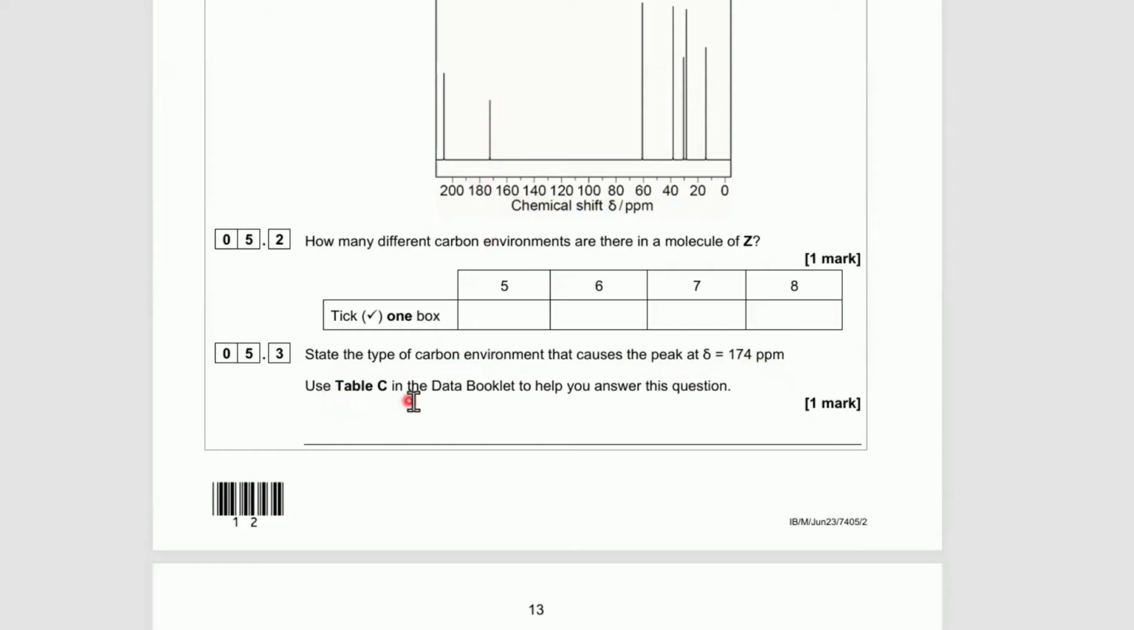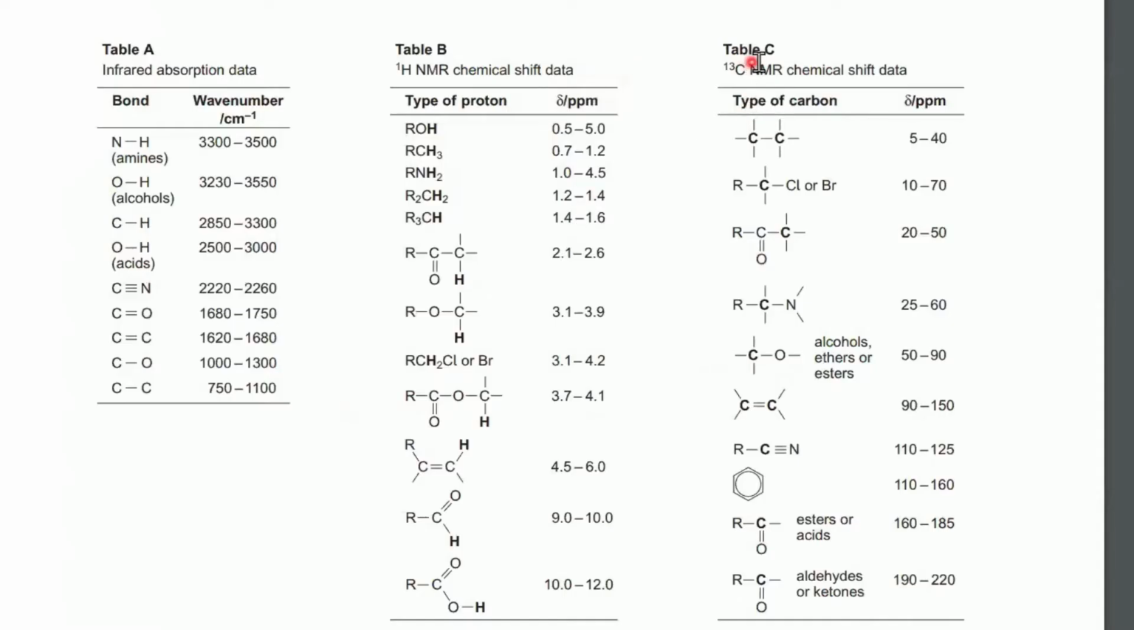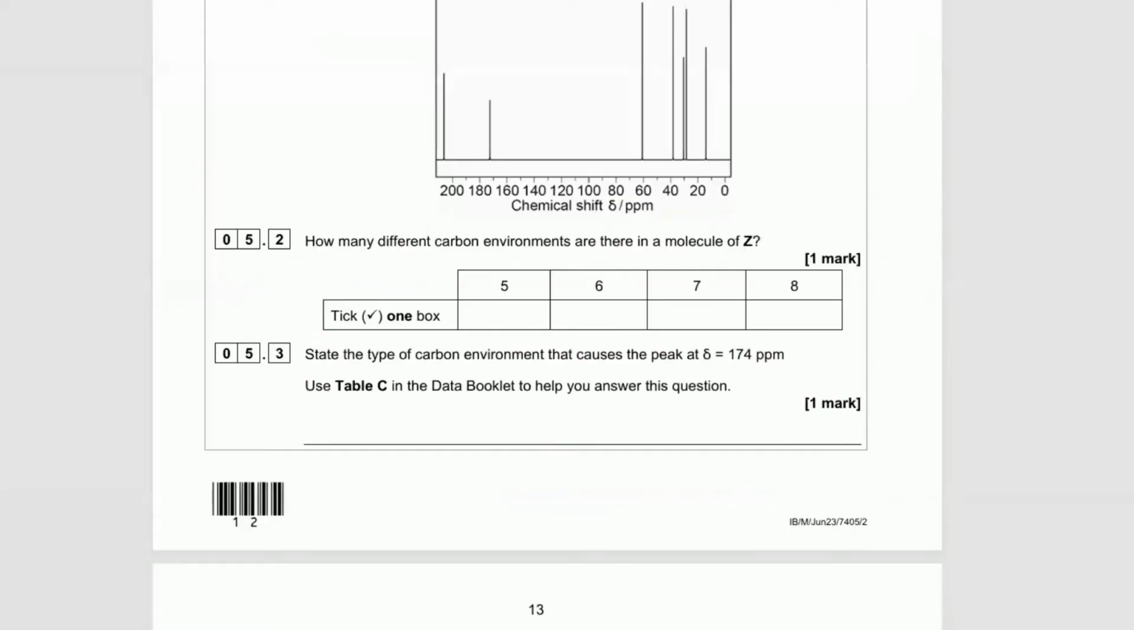And we need to use table C in the data booklet to answer the question. So we need to swing over to the data booklet, and table C is here. And we need to go down the C13 NMR chemical shift data and find 174. And you can see here, it looks like it's going to be an ester. So zinging back here, it's going to be an ester. So the type of carbon environment that shows this is an ester.